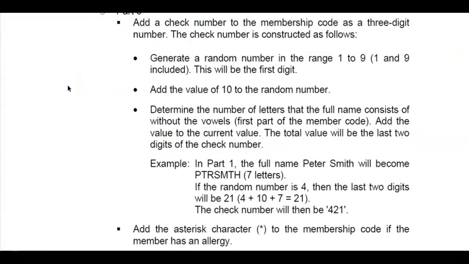So after the first 2 parts of my code, so after the male or female was added, I need to add my random number. But then I need to do a calculation where I add that random number to 10 as well as to the length here that I just explained. And that answer that you would get would then be the last 2 digits. So you have 3 numbers added to the end of this membership code. And then finally, if the person has an allergy, you need to add a star to this membership code.